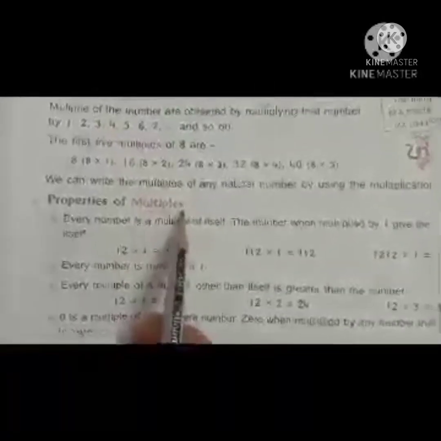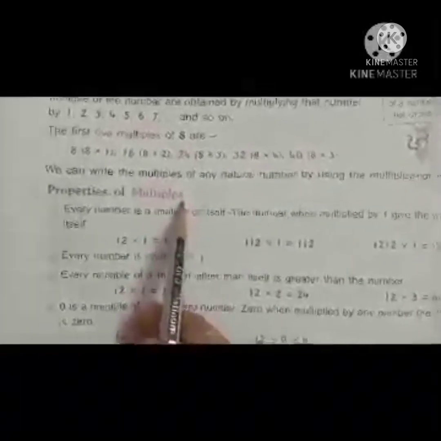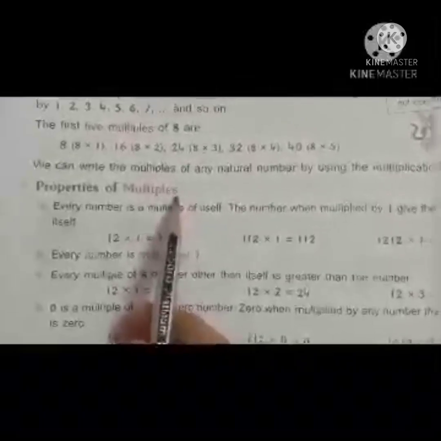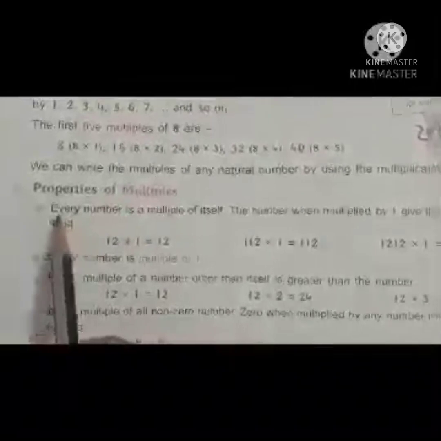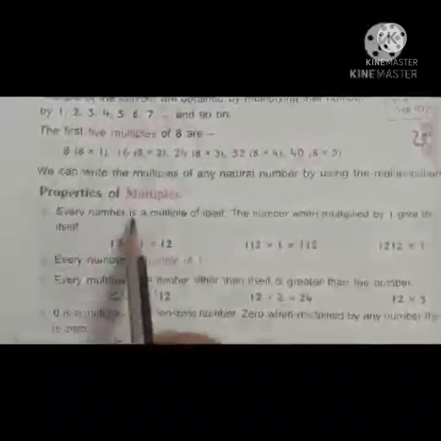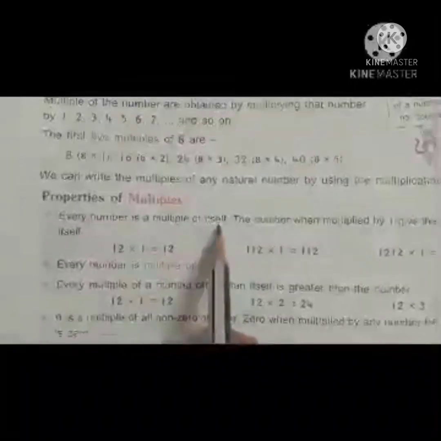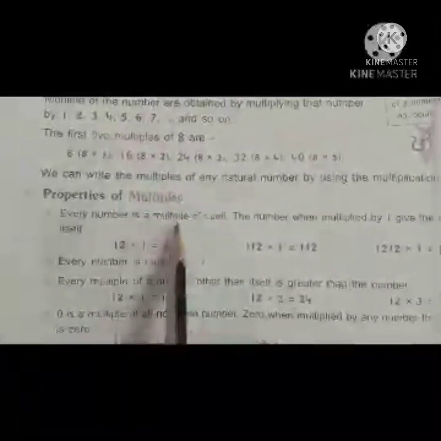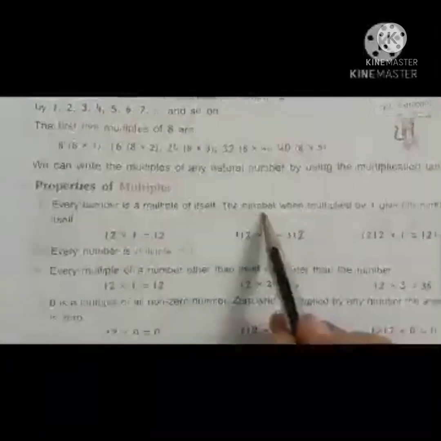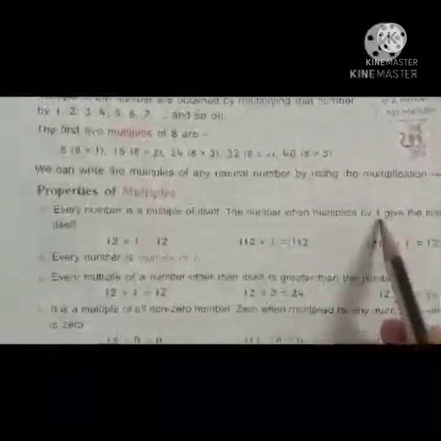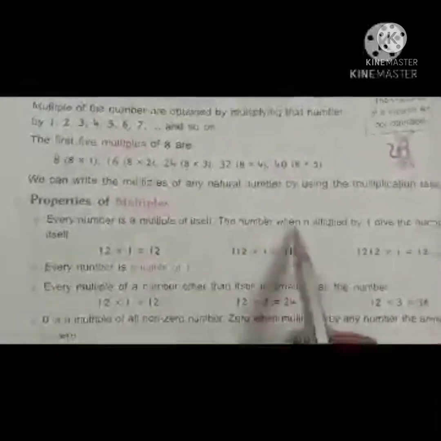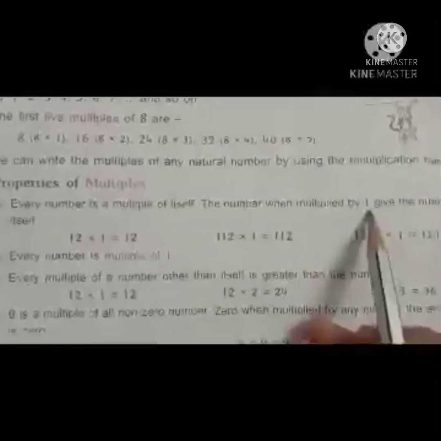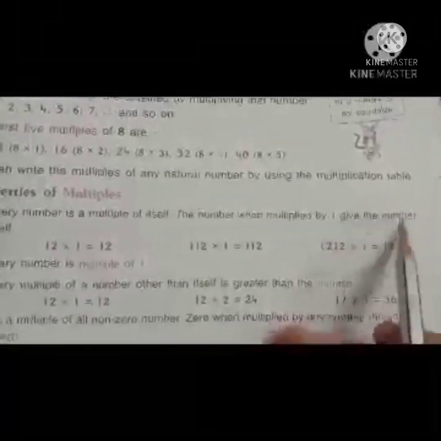Properties of multiples. We already discussed the properties of factors. Now we are going to discuss the properties of multiples. See here, children, the first one is every number is a multiple of itself. The number when multiplied by 1 gives the number itself.